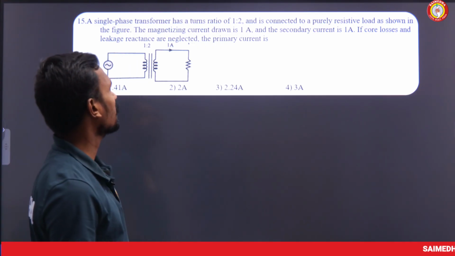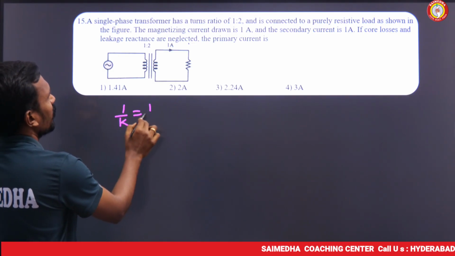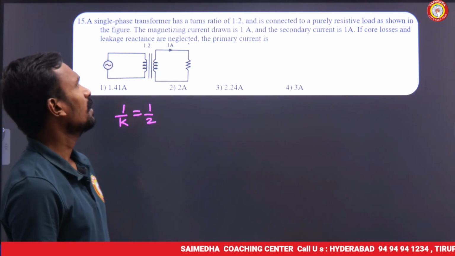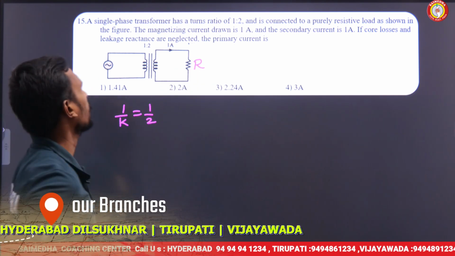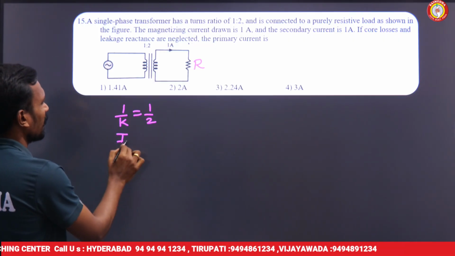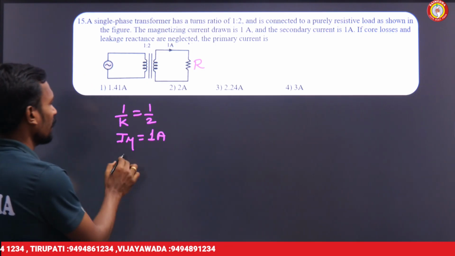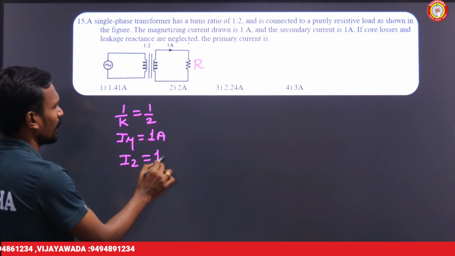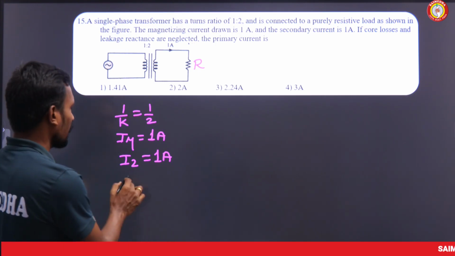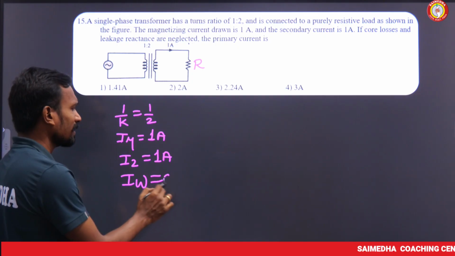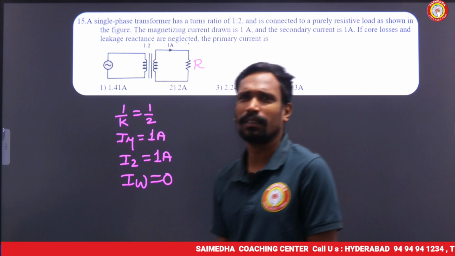A single phase transformer has turns ratio, nothing but 1 by K, 1 by K is equal to 1 by 2, and is connected to a purely resistive load. The magnetizing current they gave is 1 ampere, and the secondary current I2 is equal to 1 ampere. If the core losses and leakage reactances are neglected, when the core losses are neglected, IW is equal to 0, because there is no working component.